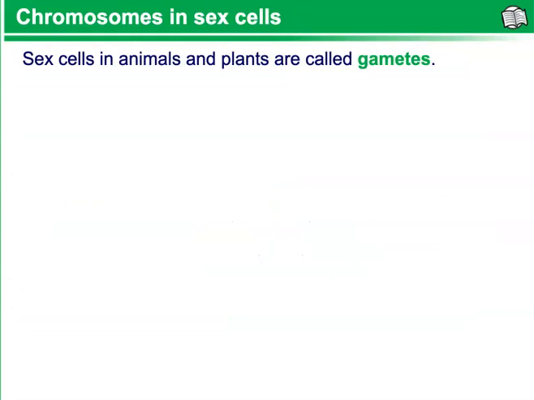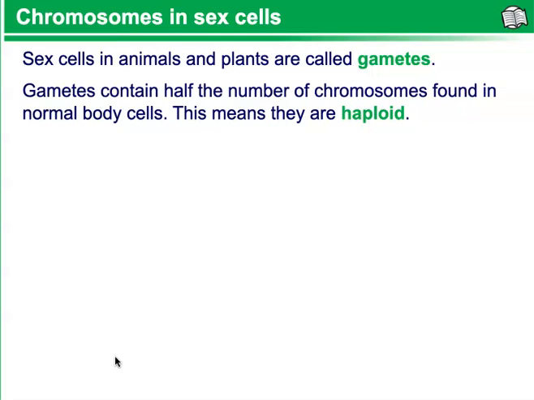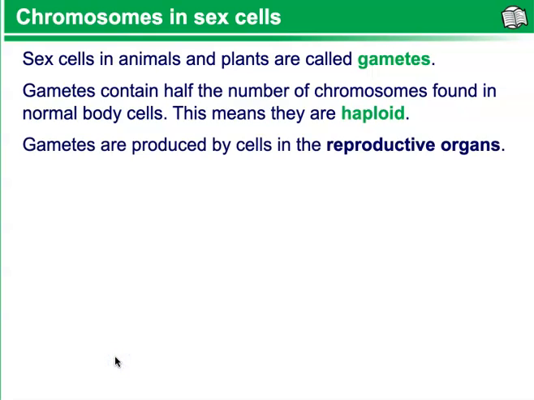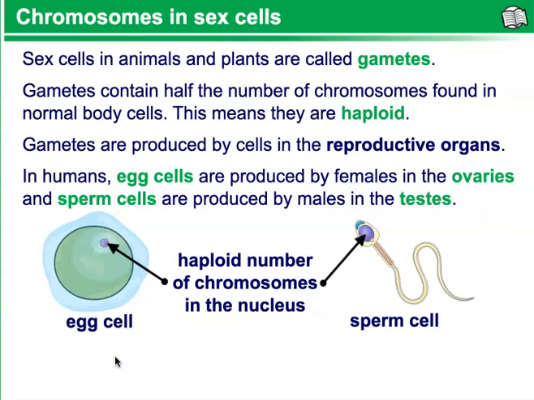Chromosomes in sex cells. Sex cells in animals and plants are called gametes. Gametes contain half the number of chromosomes found in normal body cells. This means they are haploid. Gametes are produced by cells in the reproductive organs. In humans, it's the egg cell and the sperm cell.